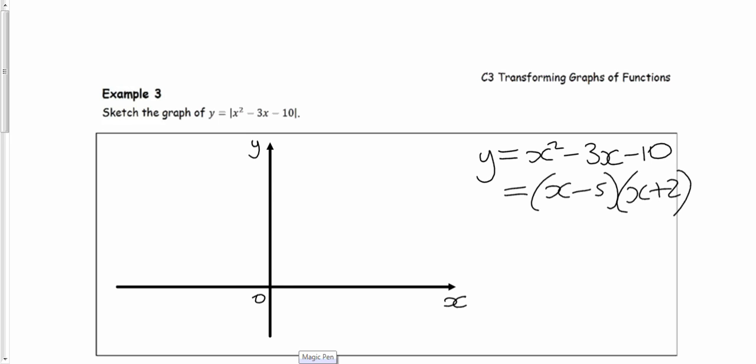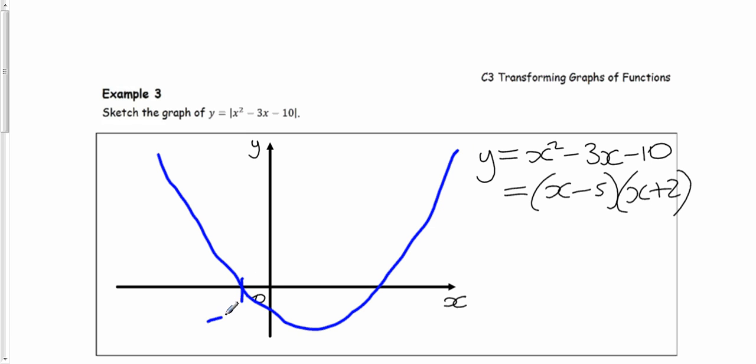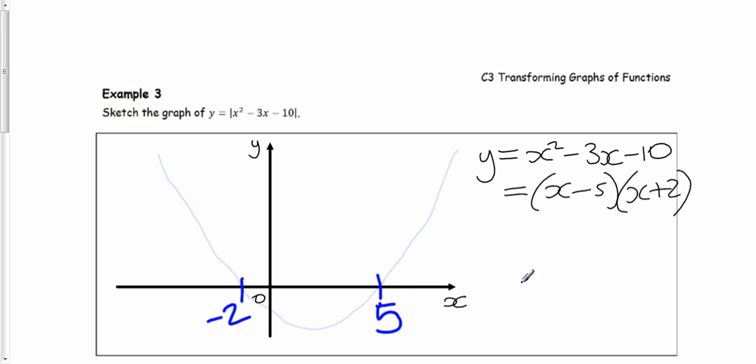So without the modulus signs, a U-shaped curve going through the x-axis at 5 and minus 2, and it will look something like that, going through minus 2 and 5. However, we have modulus signs, so it's not going to look like that. The negative y coordinates will be reflected.